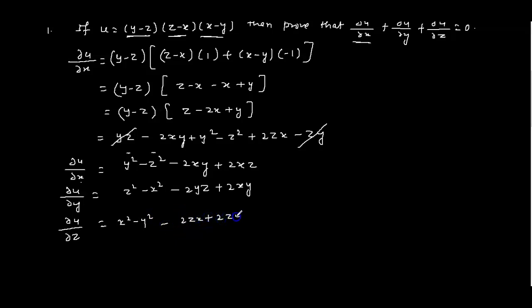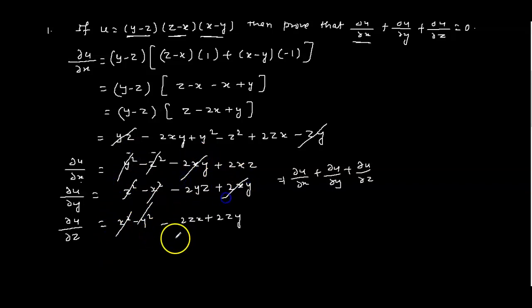So if you add all three, ∂u/∂x plus ∂u/∂y plus ∂u/∂z, you can check what will be cancelled here. This z² cancels, x² cancels, y² cancels. This 2xy is plus 2xy minus 2xy, 2zx cancels. This one cancels, this one cancels. Everything is cancelled here, so it becomes 0. So, next questions.